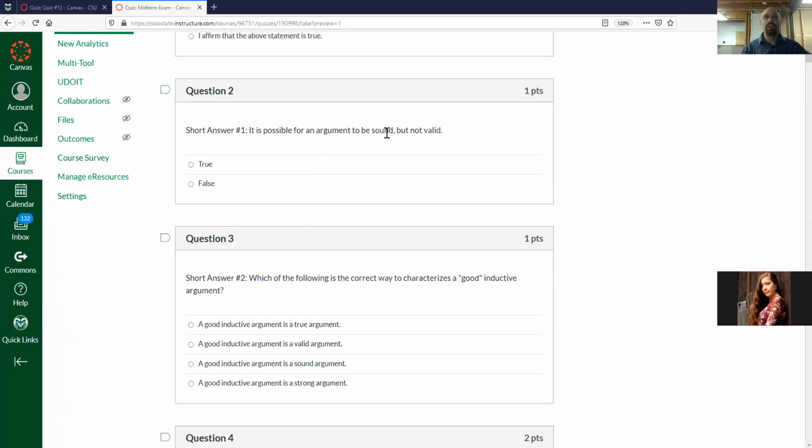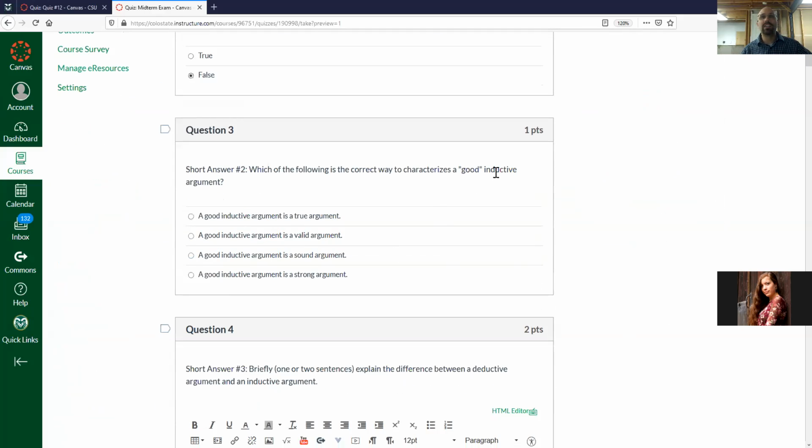So is it possible for an argument to be sound but not valid? Nope, that's the opposite. It's possible for an argument to be valid but not sound. What characterizes a good inductive argument? Good inductive arguments are strong.